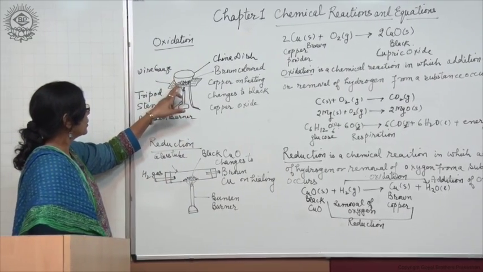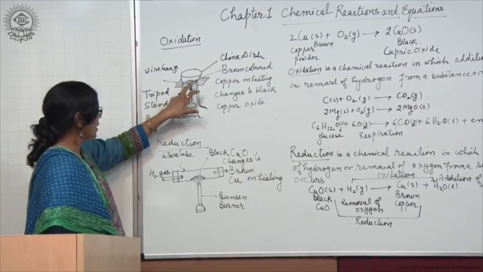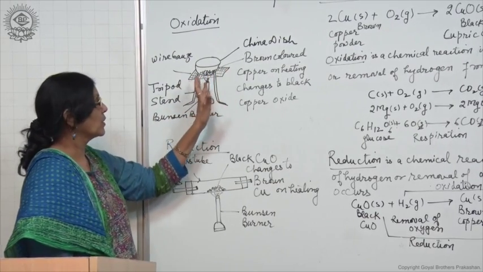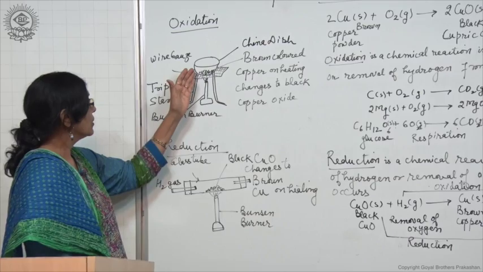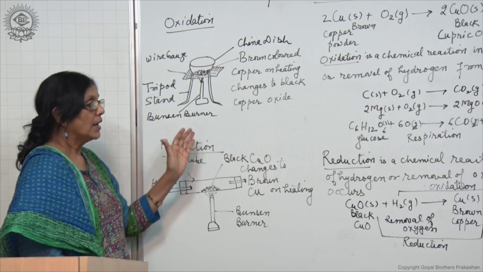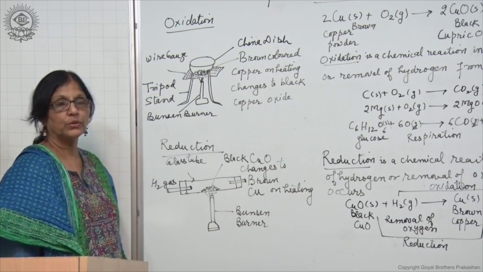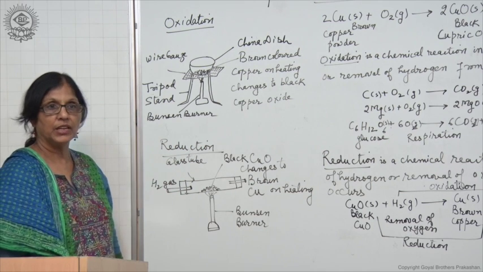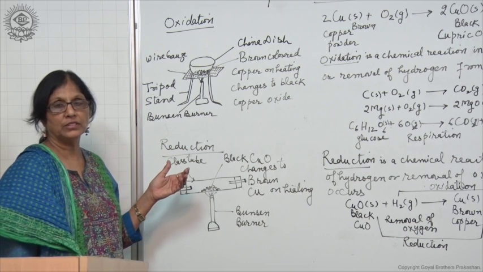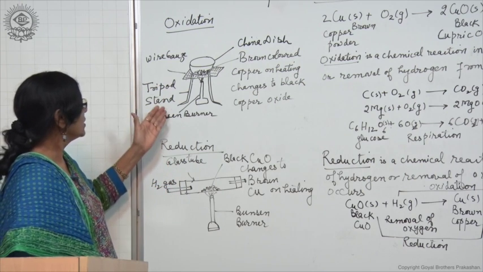A china dish is taken and copper powder, which is brown in color, is taken in the china dish, placed over the tripod stand fitted with wire gauze. The wire gauze is placed over the tripod stand and the copper powder is heated with the flame of the Bunsen burner. It is observed that after some time the brown colored copper powder changes to a black colored substance. A chemical reaction has occurred. Copper has reacted with oxygen present in air and formed black colored copper oxide, as you can see in this diagram.